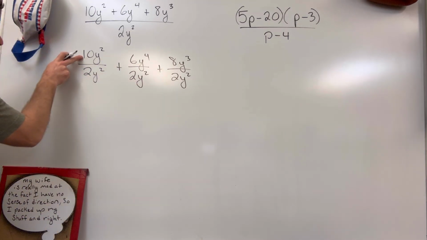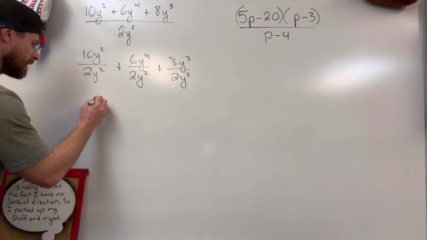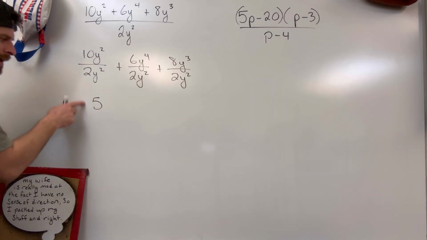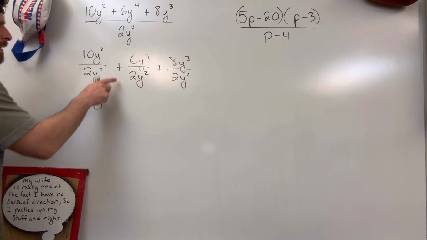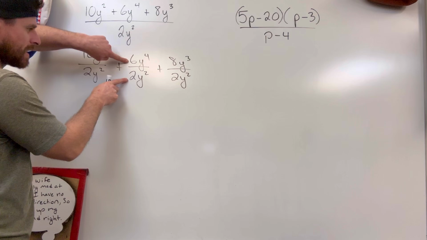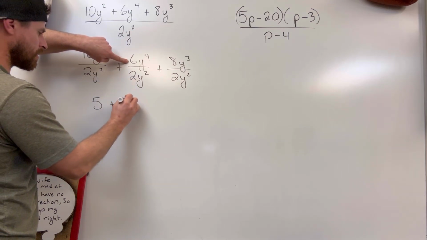So what's 10 divided by 2? We know that's 5. And then y squared divided by y squared would cancel each other out, so we're left with just a constant of 5 here. Plus 6 divided by 2. Take your coefficients and just divide them. 6 divided by 2 is 3.